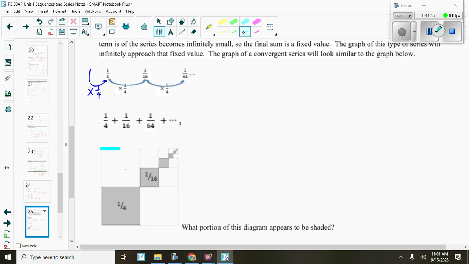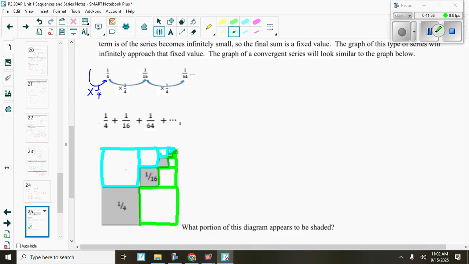If I take this portion here, and then I just switch colors. So here's my gray boxes. I've got some blue boxes, and I've got some green boxes.